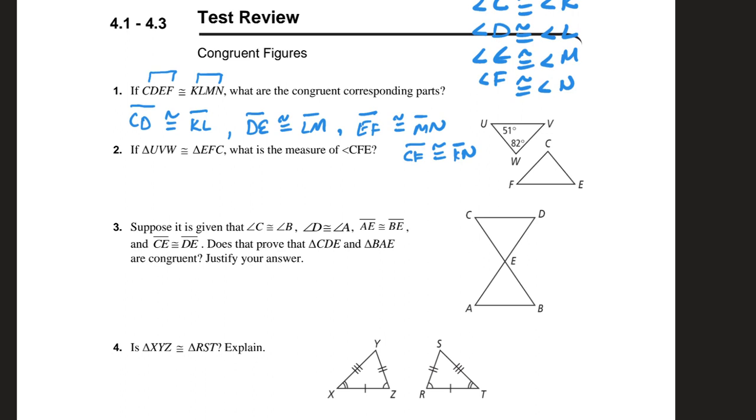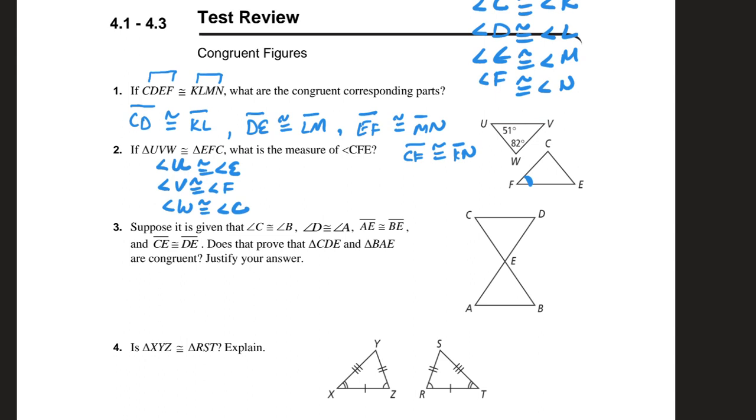In triangle UVW and triangle EFC, which are congruent, what is the measure of angle CFE? So we're looking for angle F. So what I'm going to do is write each statement. We know that the two triangles are congruent, so corresponding angles are congruent. Angle U is congruent with angle E. Angle V is congruent with angle F. And angle W is congruent with angle C.